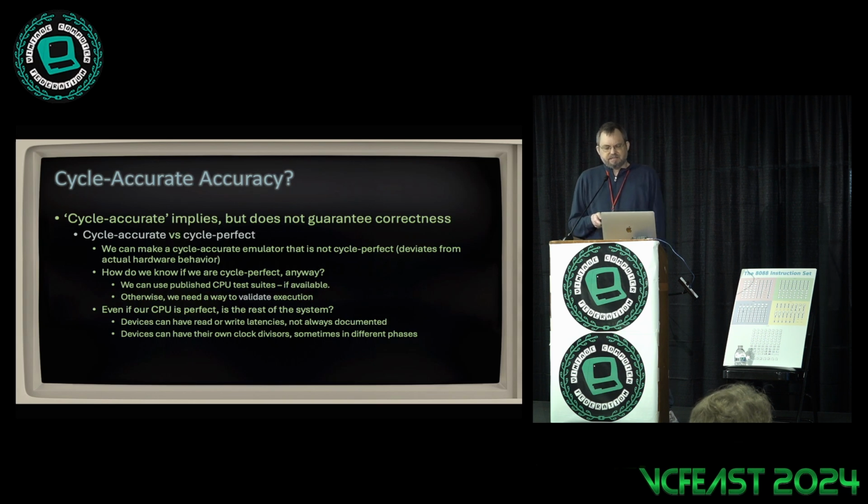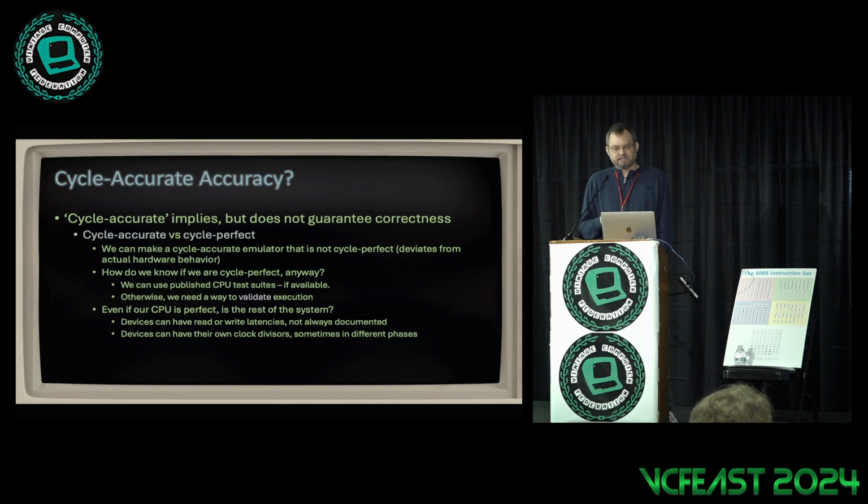Cycle accuracy implies but does not guarantee correctness. I don't claim to have made the first cycle accurate emulator. But what I tried to do is make mine cycle perfect, at least to a certain degree. But how do we know we are cycle perfect? How do you know that your emulator is doing exactly what a CPU does on every single cycle?